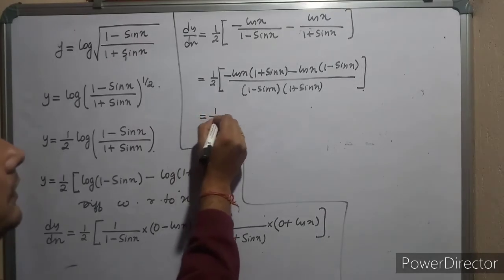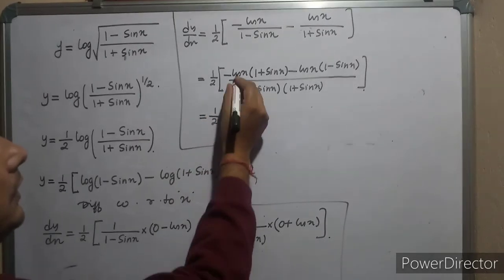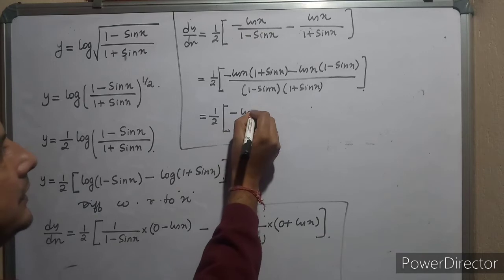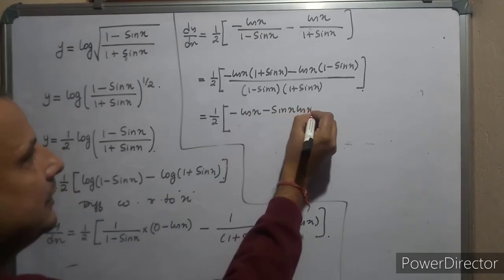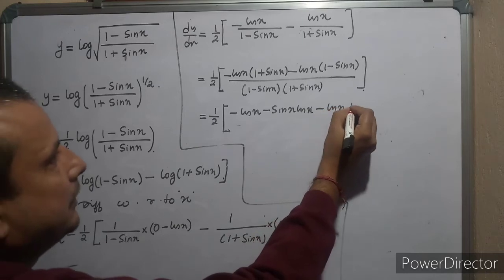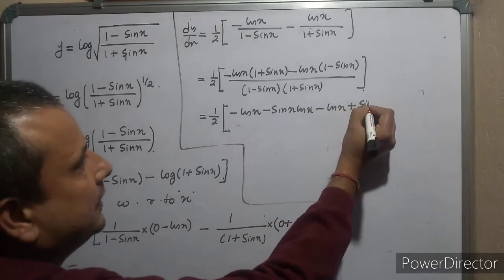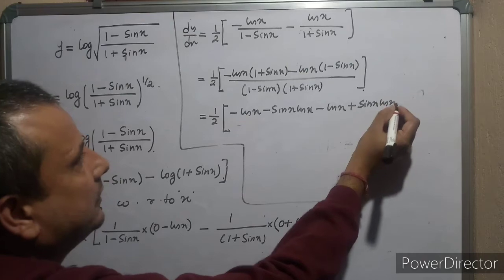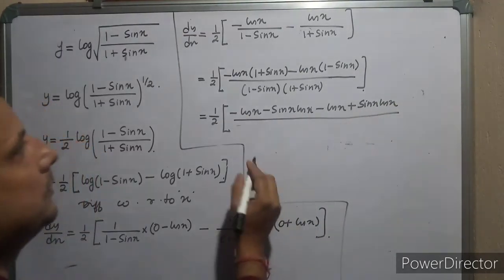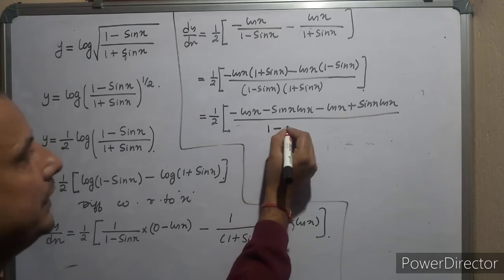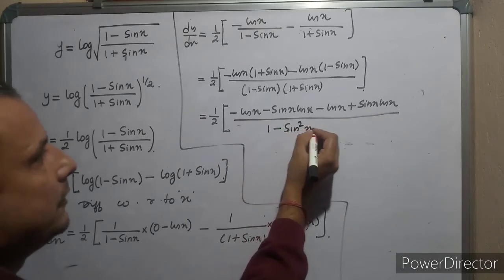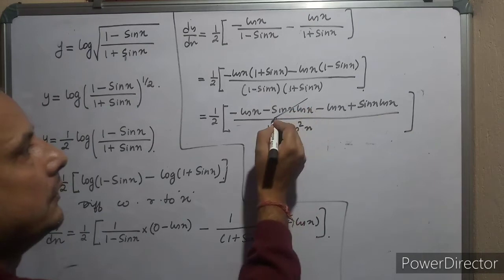Now then half, I'll multiply, I'll open this bracket: cos x minus sin x cos x minus cos x minus into minus plus sin x cos x. Now the denominator is in terms of the formula (a plus b)(a minus b), which means we can write a square minus b square. Cancel.